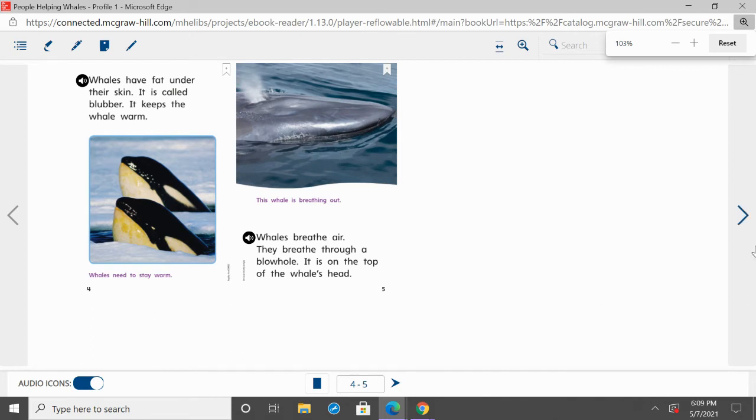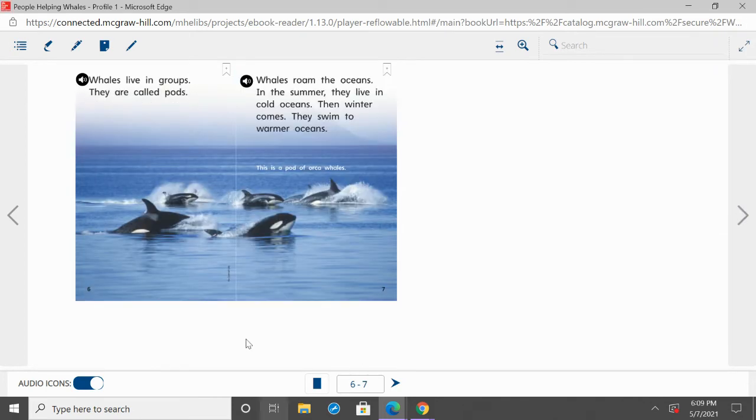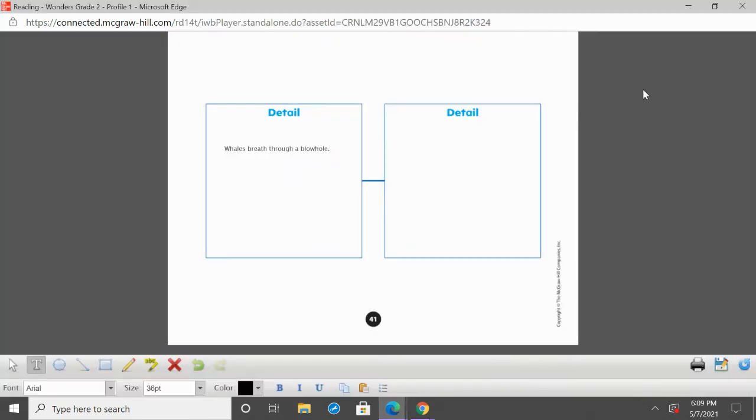All right, so we learned about how the whales breathe. What else did we learn about? Think about this picture. What do we see here? We see a group of whales. And what is a group of whales called? What's a key detail we learned from this page? That whales live in groups that are called pods. Yeah, and this caption also says this is a pod of orca whales. So that's another key detail that we were able to learn from the text.